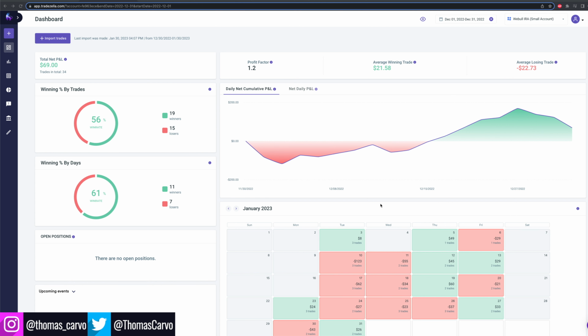So I want to start with December 2022 because we just finished the month of January 2023, and we have a completely different, a lot of different stuff to dive into, and a much worse month, I will say, which we're going to dive into. The biggest takeaways for this month were that we had a 56% win rate. Not insane, but that's not bad.